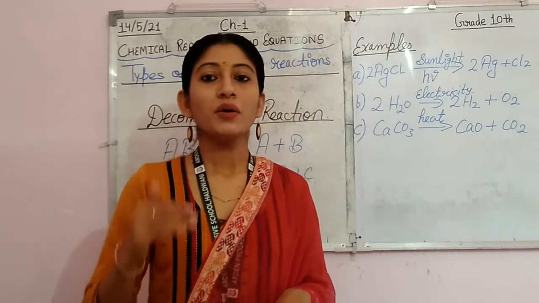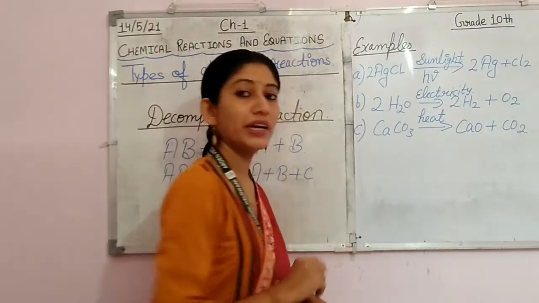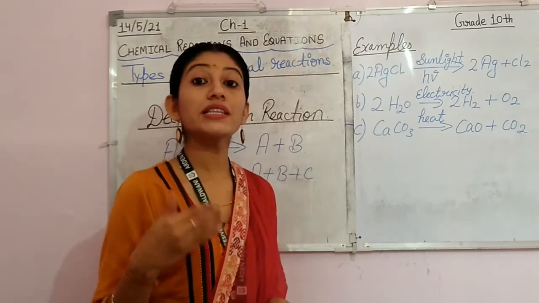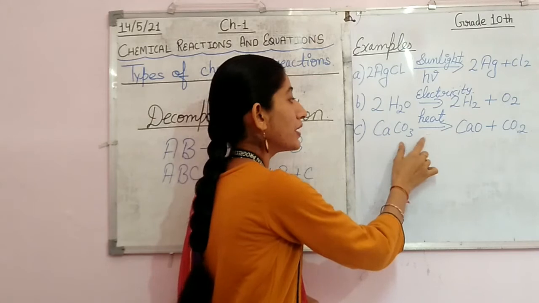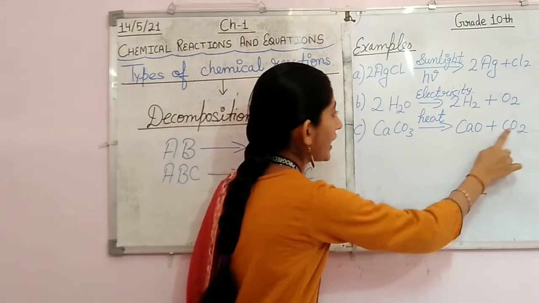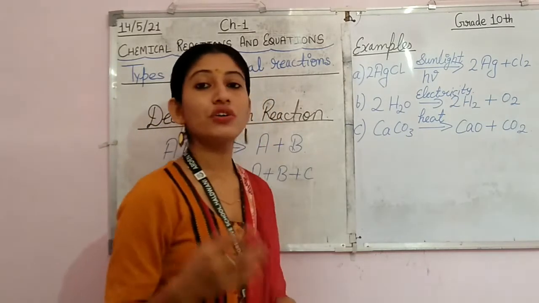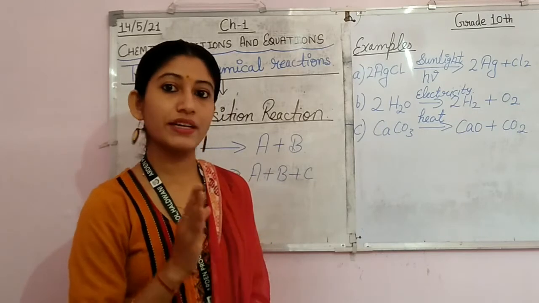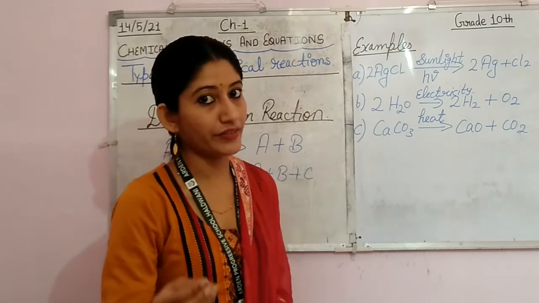So here what we have seen is that when we take calcium carbonate and provide heat, that is, do thermal decomposition, this calcium carbonate breaks down into calcium oxide and carbon dioxide, CaO and CO2. So in this way the decomposition reaction takes place by providing special efforts.